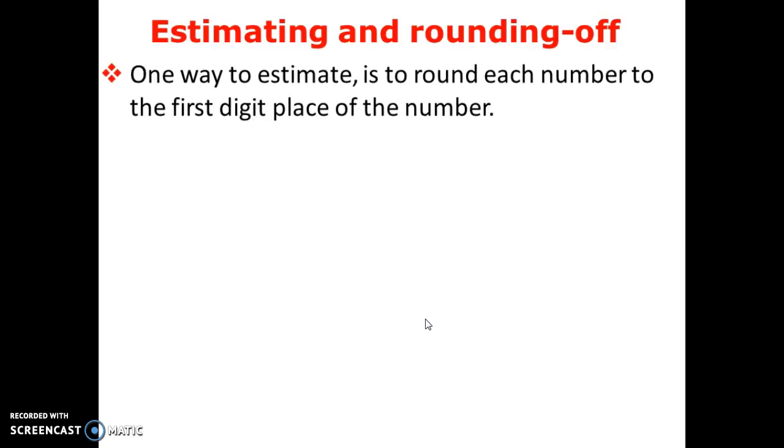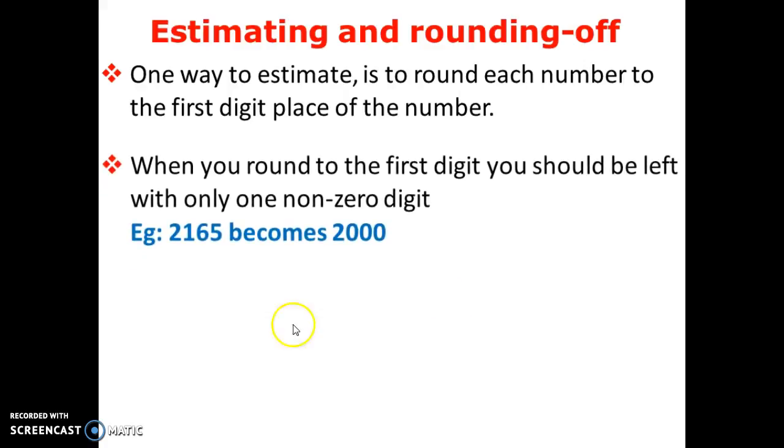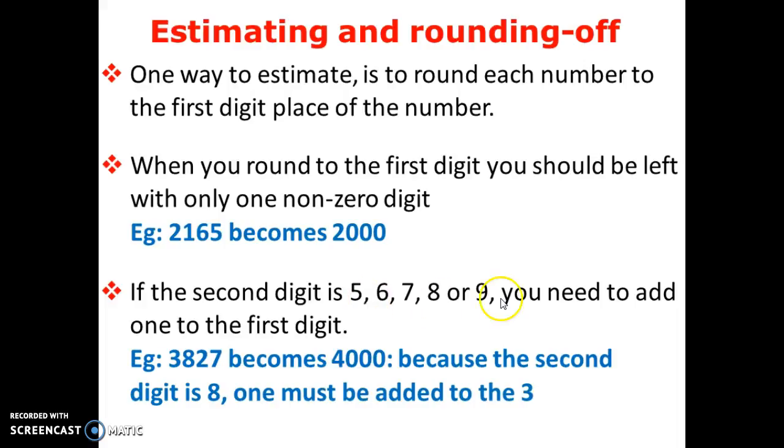So one way to estimate large numbers is rounding each number to the very first digit. So when you round to the first digit, you should have one digit that's non-zero and all the rest are zeros. So basically 2 is my first digit, so I cut off everything after that, and because it's a 1, my 2 stays the same number, and I fill up all my gaps with zeros. If the second digit is the 5 or more, you need to add 1 on to the first digit.